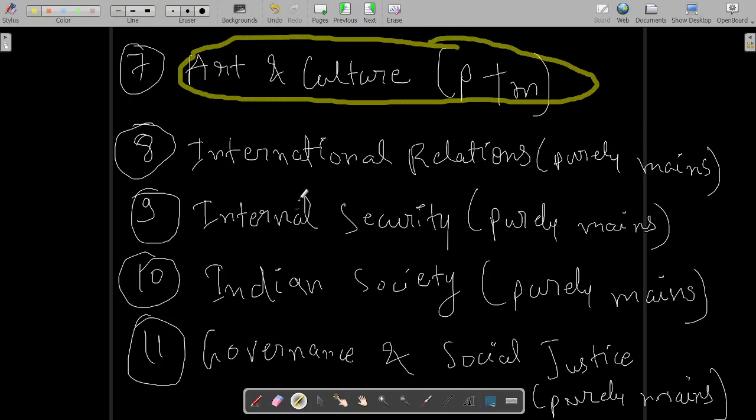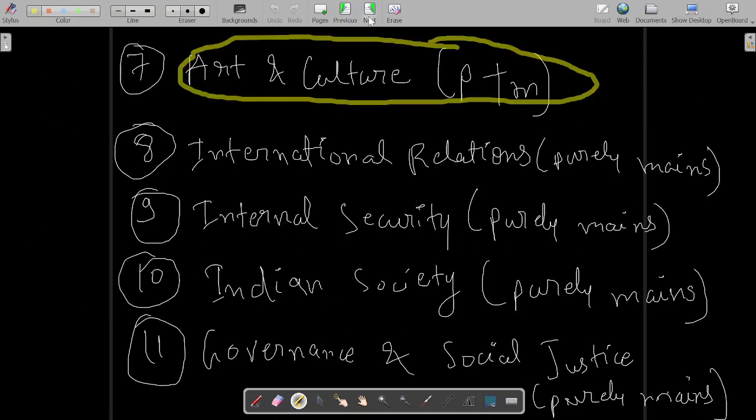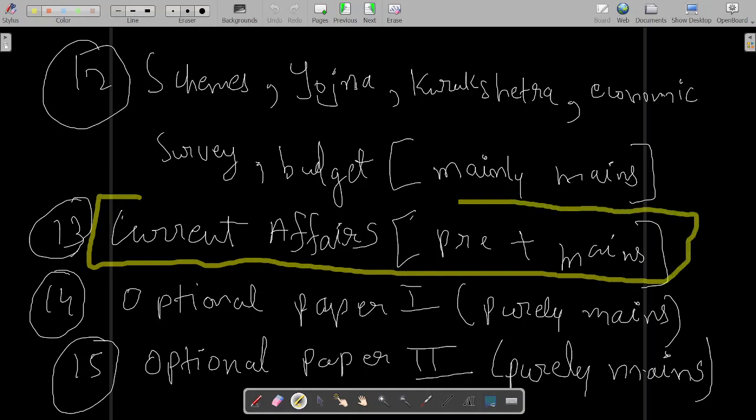Then these four are not required. International relations is not required for prelims. Internal security is not required for prelims. Indian society is not required. Governance and social justice is not required. Schemes, Yojana, Kurukshetra, economic survey are not required for prelims. Current affairs, yes, you require it for prelims. Optional paper 1 and optional paper 2 are not required for prelims, they are purely for mains.